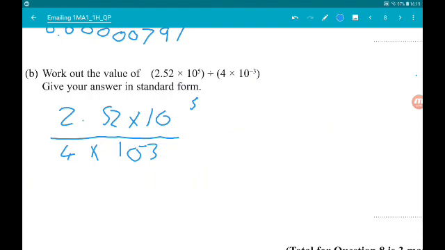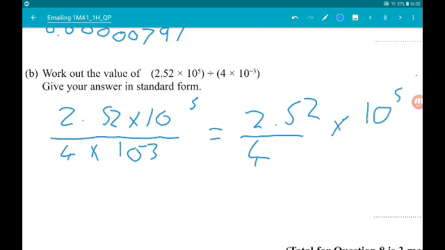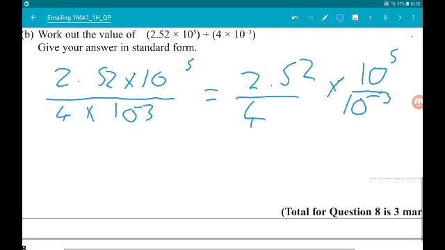Okay, now from here, think about how we multiply fractions together. We do the top times the top and the bottom times the bottom. So we can do that in reverse to split this fraction. So we can say we've got 2.52 over 4 times 10 to the 5 over 10 to the minus 3. So 2.52 divided by 4. Well, let's think about it. That's 2.52 divided by 2 and then divided by 2 again. So half of 2.52 is 1.26. Half of that is 0.63.